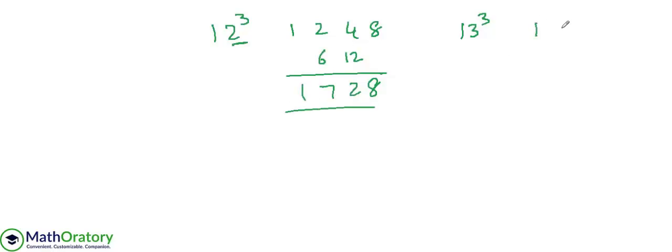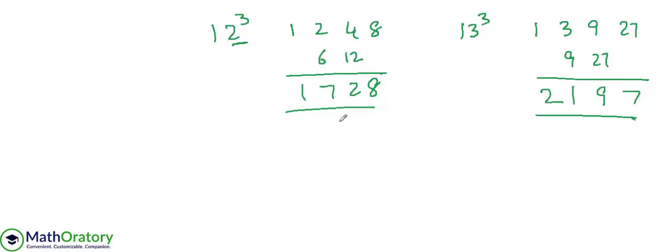And again you have the 1, 3, 9, 27. So just triple this, so you get 9 and 27, and then you put this down, 7, 2 plus 7 is 9. Now this 2 is carried over, 2 plus 9 is 11, 1 carry, so that is 2197. So that is how you apply the process out here.